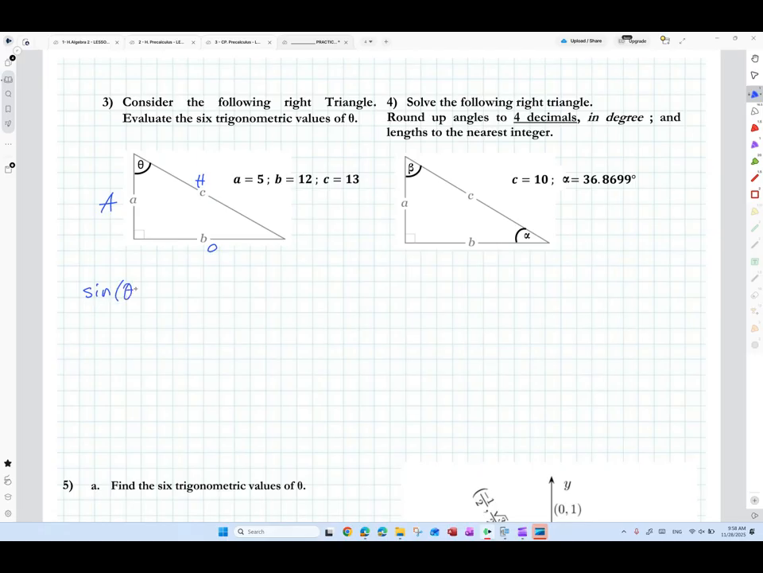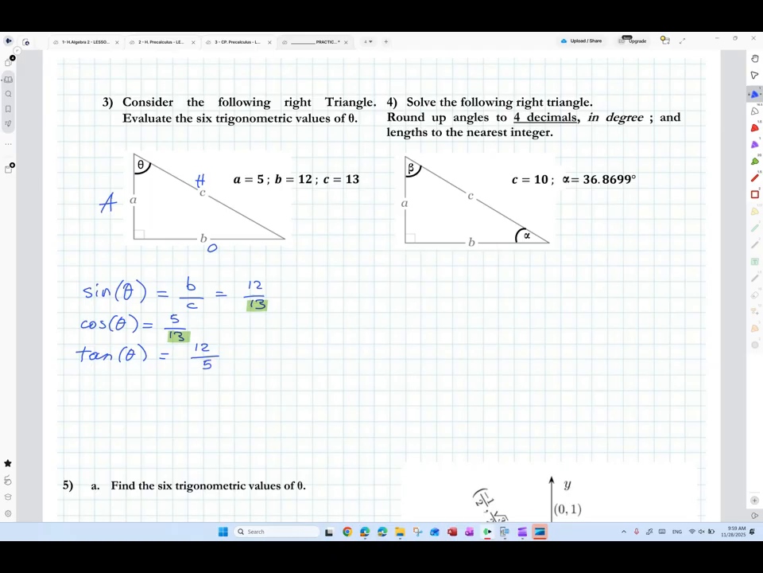So the sine of theta would be opposite, which is B, over hypotenuse, which is C. And in that case, I will have 12 over 13. And you do not need to be that detailed. Cosine of theta would be A, the adjacent over the hypotenuse, that is 5 over 13. The tangent of theta would be sine over cosine, so the over 13 will cancel out, and I will have 12 over 5.